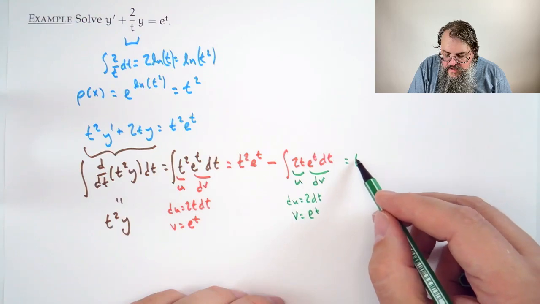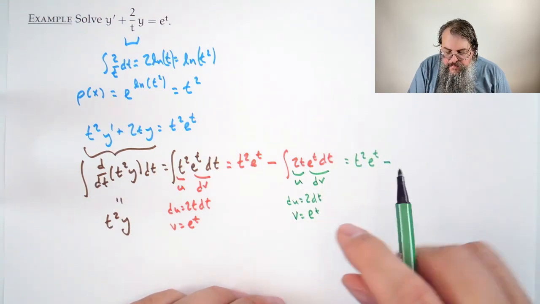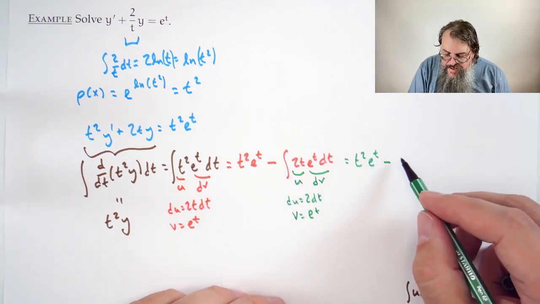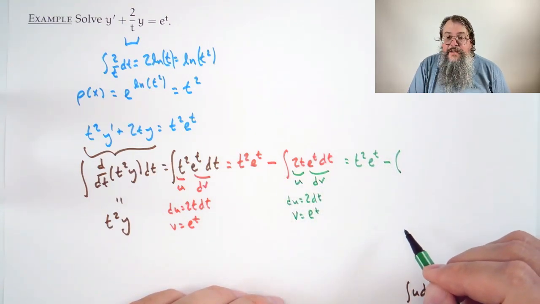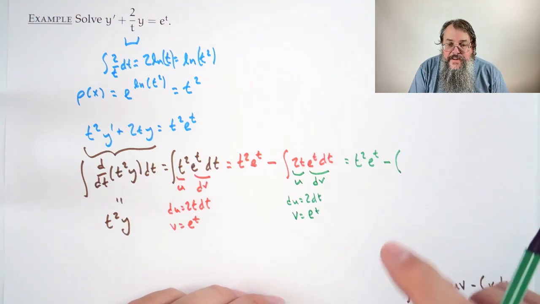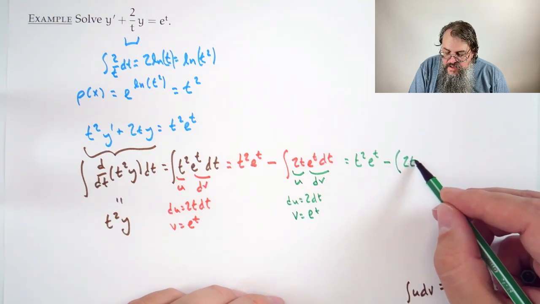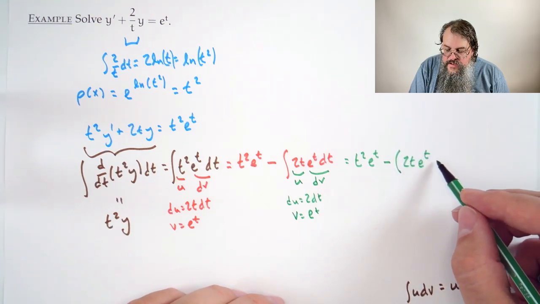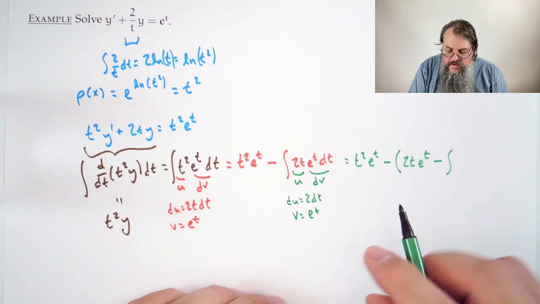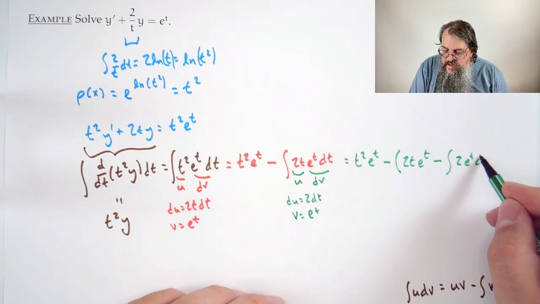Now, here's a part where a lot of people miss something. See that minus? Gotta be super careful. So we're gonna save our points because we want to get them all, and we're gonna put a parenthesis here to save it. So that's uv, 2t e to the t, subtract integral v du. So 2 e to the t dt.